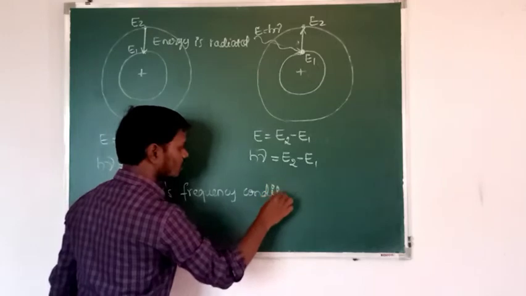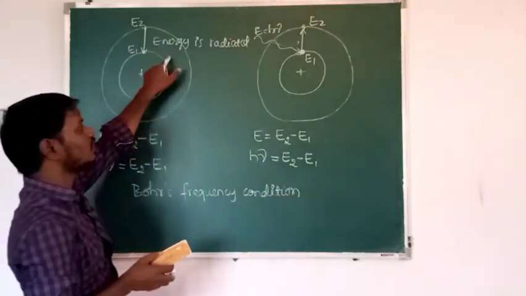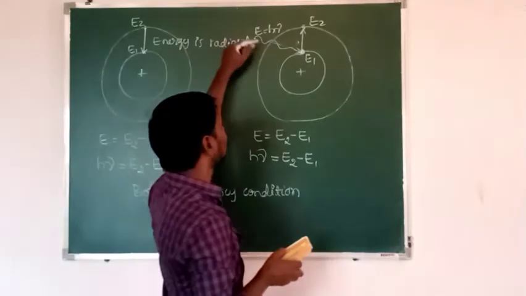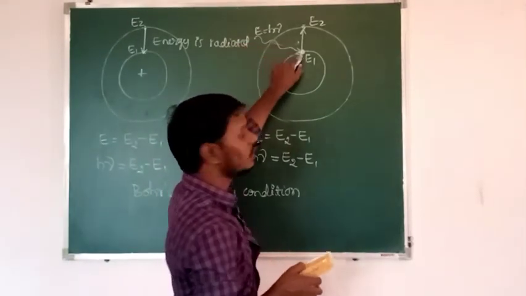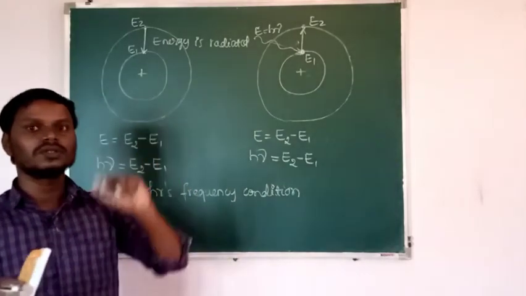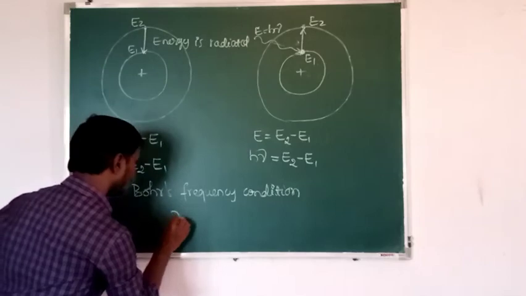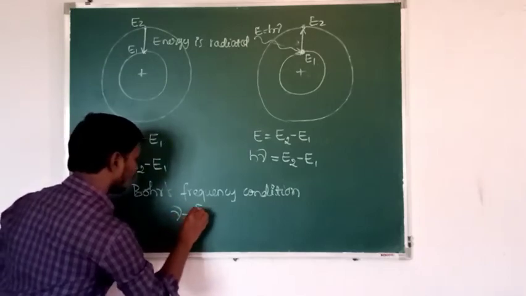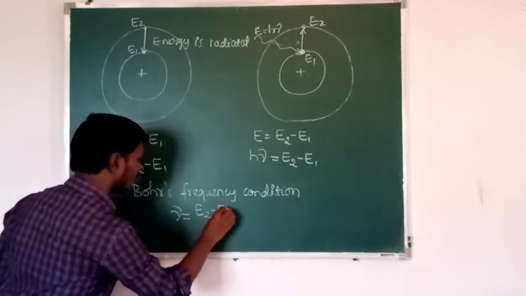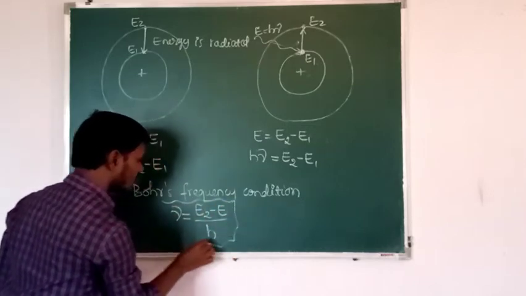Bohr's frequency condition means the frequency of the emitted radiation, or the frequency of the incident radiation on the electron, depends on the difference in energies of two orbits. Okay, that is nu is equal to E2 minus E1 divided by h. Then it is called Bohr's frequency condition.